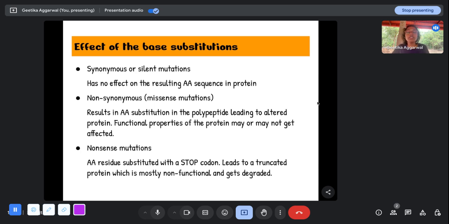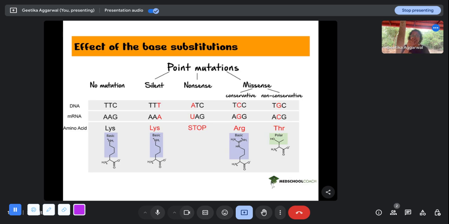Okay, so there are these three kinds of effects that mutations can have. One, they could be silent mutations causing no effect; two, missense mutations leading to a change in the protein structure; three, nonsense mutations leading to truncated proteins. Okay. Now here you can see an example of these.